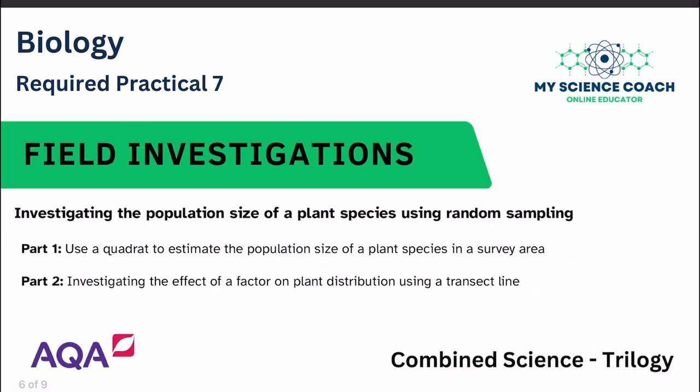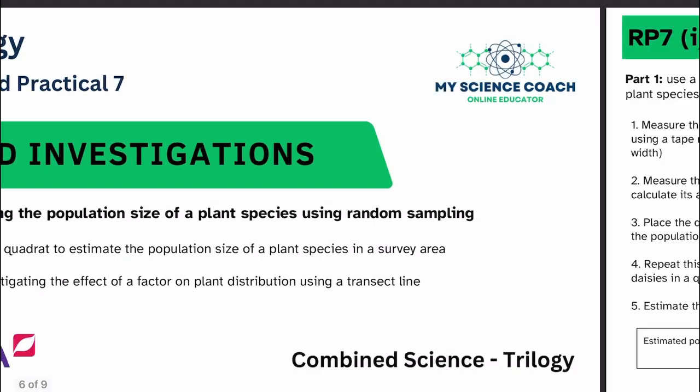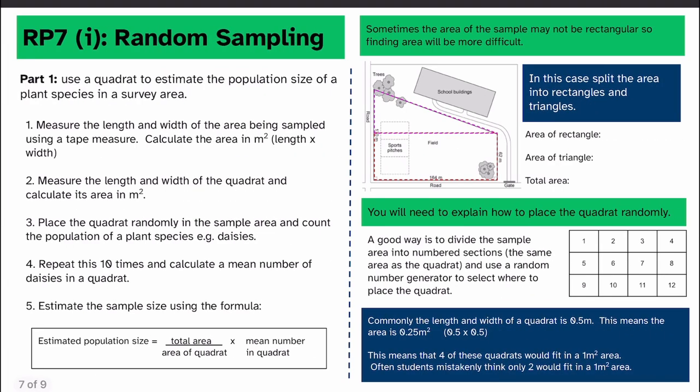Okay, right, field investigation. So there's 2 practicals here, nice and quick. The first one is random sampling. So you need to estimate population sizes of plant species in a survey area. All right, it specifically says plant species on the spec, but I have seen questions about animal species.